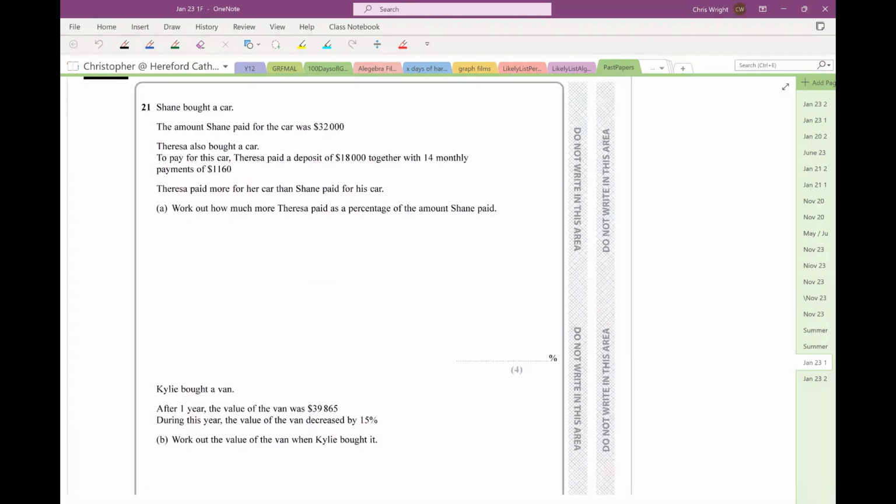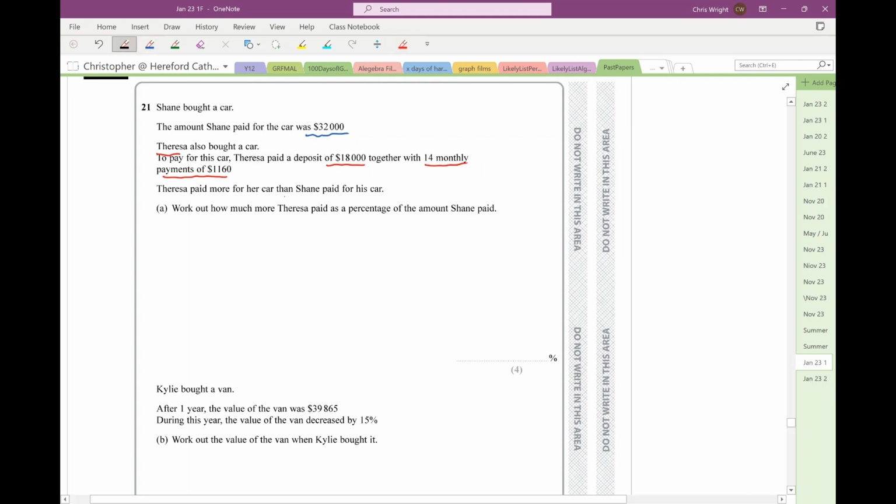Question 21. Shane bought a car. The amount Shane paid for the car was $32,000. Teresa also bought a car. To pay for this car, she paid a deposit of $18,000 and 14 monthly payments of $1,160.